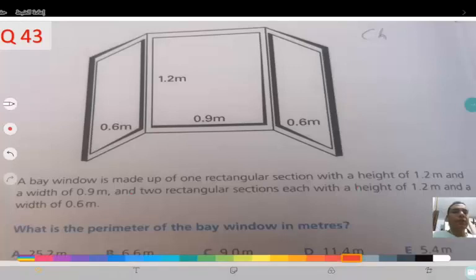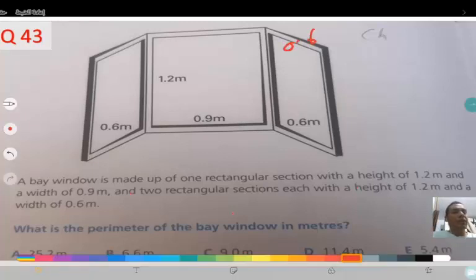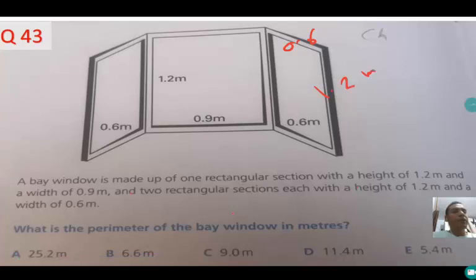A bay window is made up of 1 rectangular section with a height of 1.2 meters and a width of 0.9 meters, and 2 rectangular sections each with a height of 1.2 meters and a width of 0.6 meters. What is the perimeter of the bay window in meters? Let's fill the shape with the dimensions. This one is 0.6, the outside lines only, 1.2 meters, and this one 0.9 as well, this one 0.6 meters, and this one 1.2 meters.